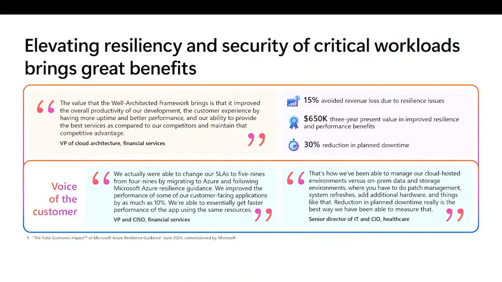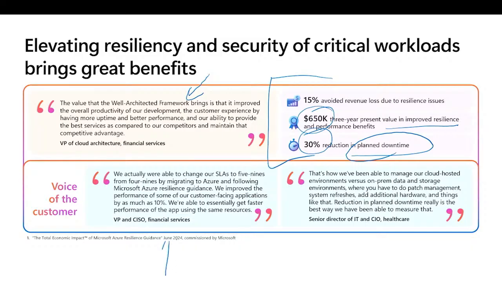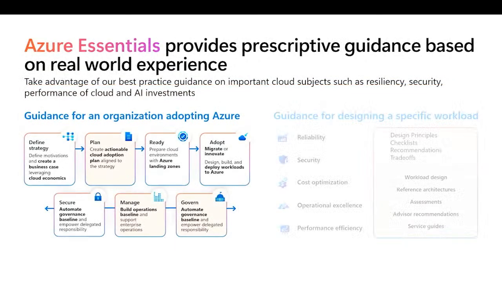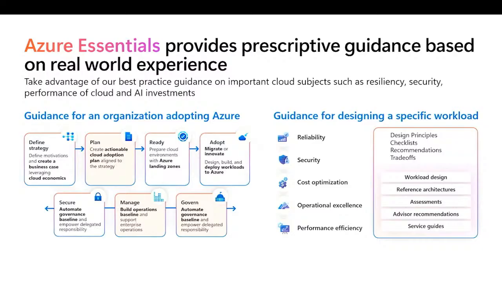So in this slide, what we just talked about in the other slide was the Well-Architected Framework. So this is some experiences with our customers when they're using that framework, how much they've saved, right? So 50% avoided revenue loss due to resilience issues. We got 650K 3-year present value and improved resilience, and then 30% reduction in planned downtime. We also have some voices of the customer where they talked about how using our frameworks has helped support their journey into Azure. So Azure Essentials provides that prescriptive guidance base.